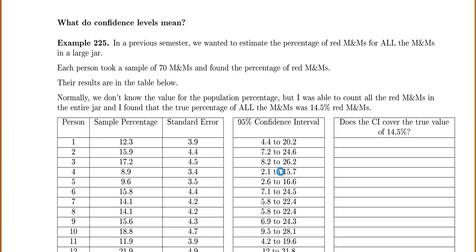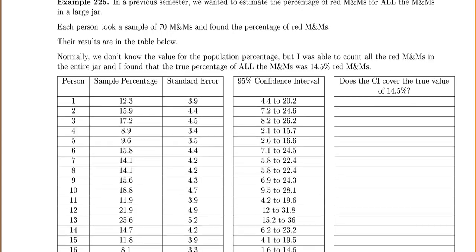So in a previous semester, we wanted to estimate the percentage of red M&Ms for all the M&Ms in this huge jar. So each person took a sample of 70 M&Ms and found the percentage of red M&Ms. And the results are in the table below. So here are people and their sample percentages. One person got 12.3%, another one got 15.9%, one person got 8.9%, 14, 18, 11, 14, 8.1.